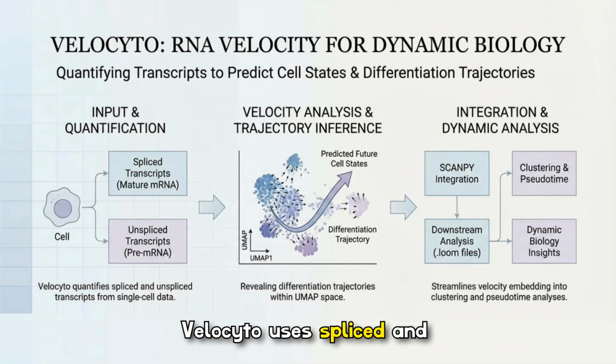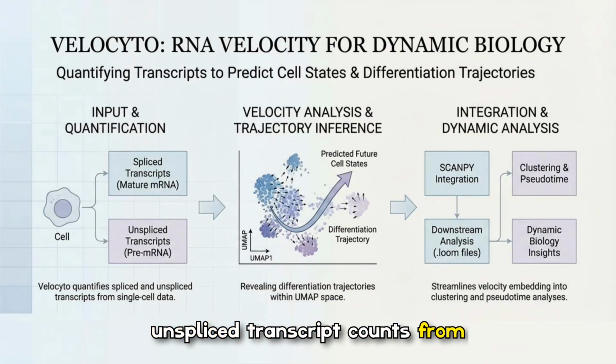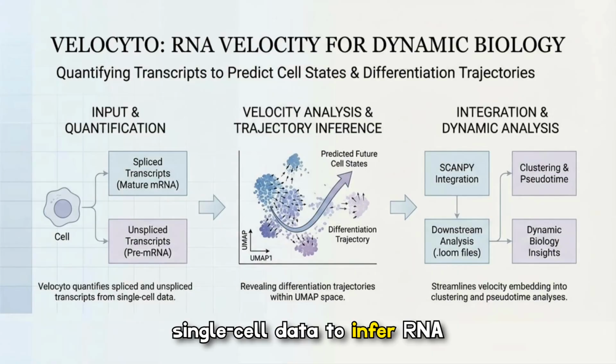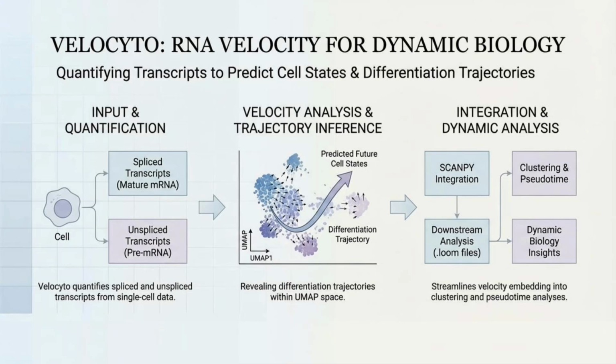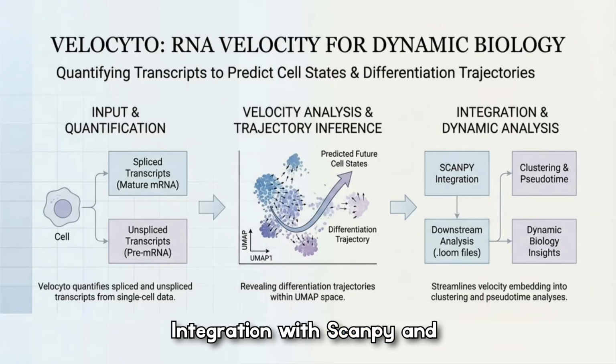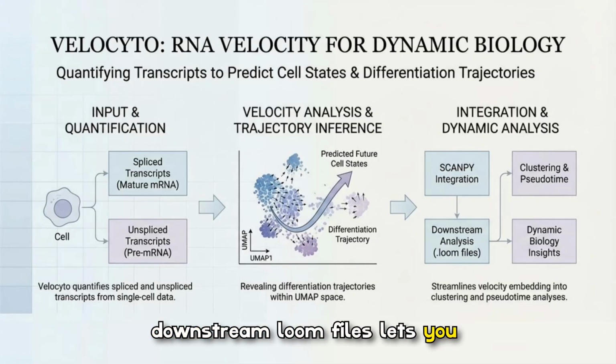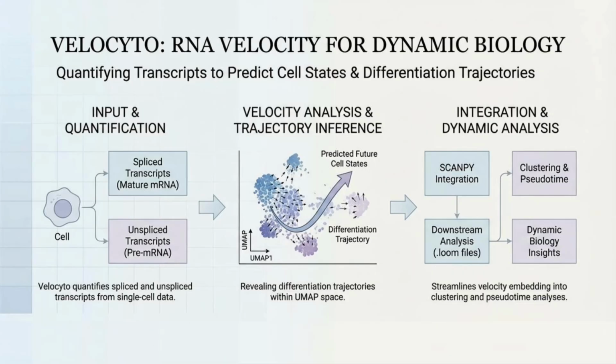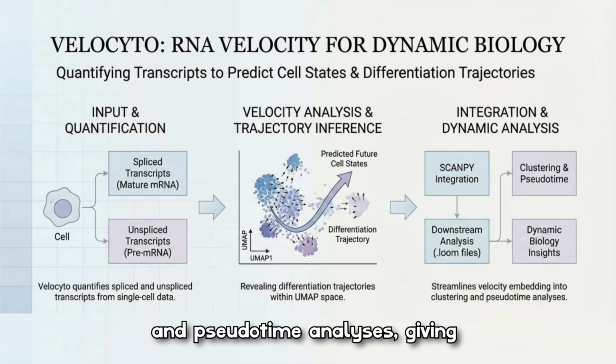Velocyto uses spliced and unspliced transcript counts from single-cell data to infer RNA velocity and predict future cell states. The central diagram shows velocity vectors and trajectories in UMAP space, revealing differentiation paths. Integration with Scanpy and downstream Loom files lets you embed velocity into clustering and pseudo-time analyses, giving dynamic biology insights beyond static expression snapshots.